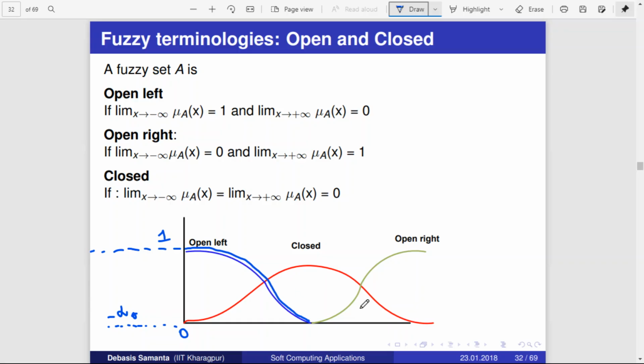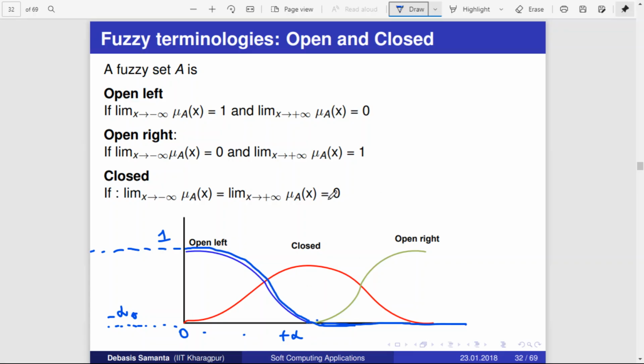Similarly, if you see this one, as x goes towards positive infinity, you can extend the membership function like this. As x goes towards plus infinity, it becomes 0. The membership function will result in 0. Are you getting it? So it is open to the left, but it is closed to the right. Such membership functions are called open left.